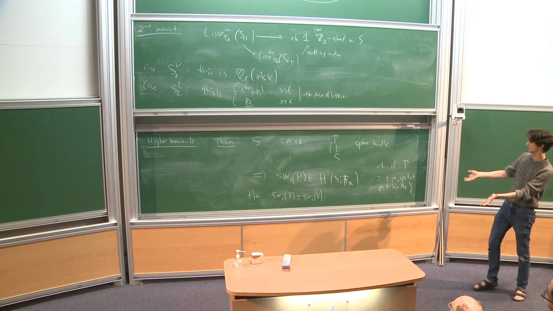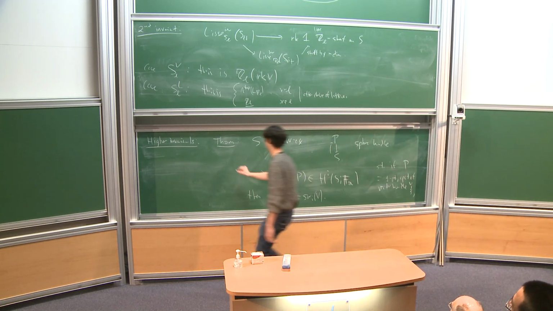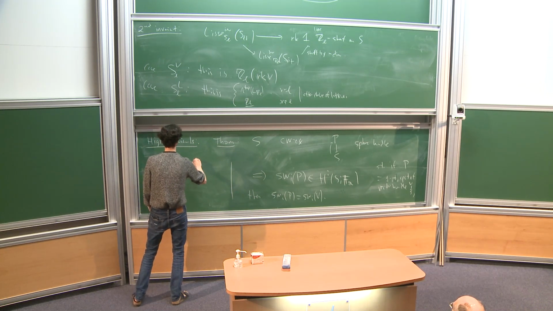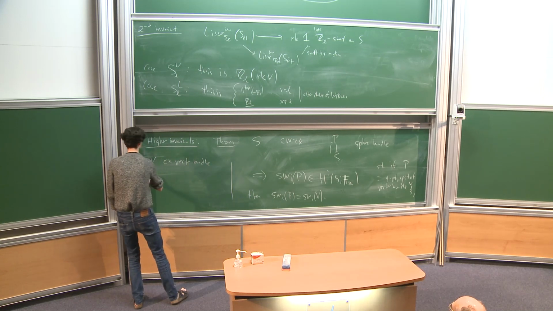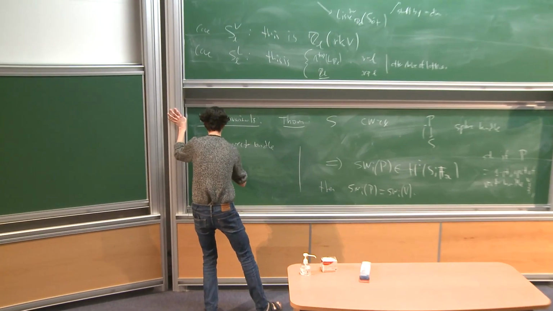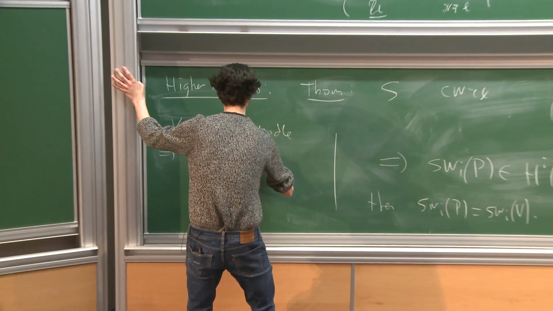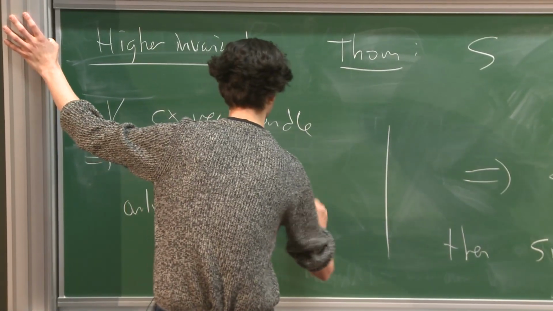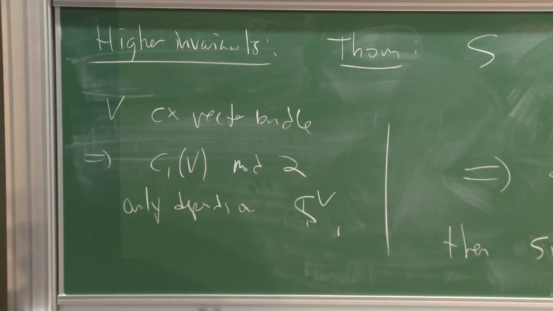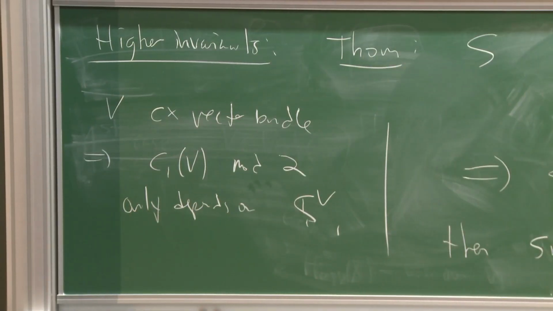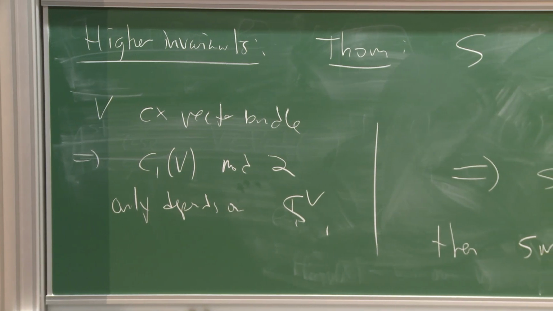So you can extract from this that if V is a complex vector bundle, then, I'll just do the simplest case, if you take the first Chern class of V and you take it mod 2, this only depends on the associated spherical fibration. Because the first Chern class mod 2 is just the second Stiefel-Whitney class of the underlying real vector bundle, and then you apply Thom's observation.